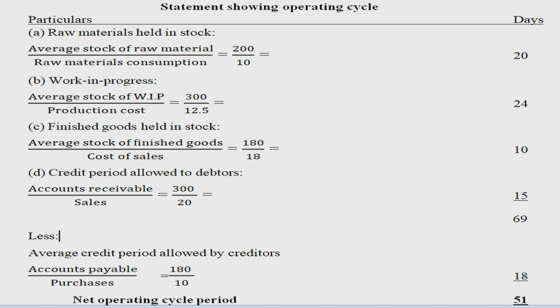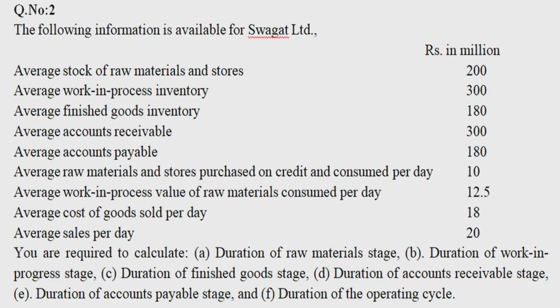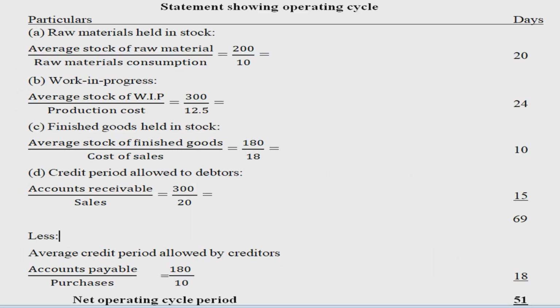So total current assets is 69 less creditors. Creditors formula is average accounts payable or creditors divided by purchases. Here the average accounts payable given is 180 divided by purchases. Purchases here they have not directly given. So what we have to assume, average raw material consumption per day is 10. So 180 divided by 10, 18. So current assets minus current liabilities, 69 minus 18, you will get net operating cycle period 51 days.